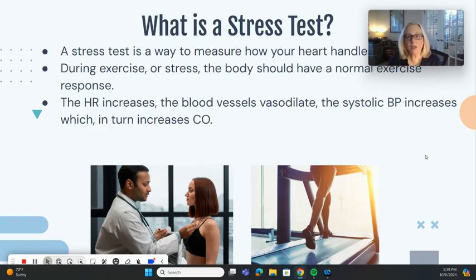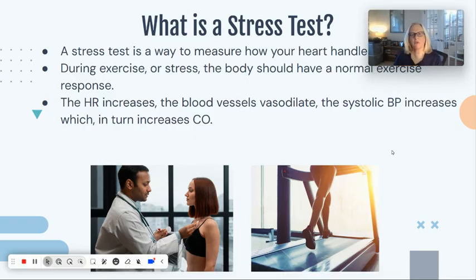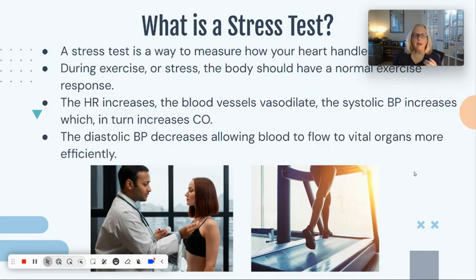Okay? The systolic blood pressure will increase, so our heart's going to pump harder, and therefore that's going to increase the cardiac output as well. So it's going to increase how hard our heart pumps and how fast it pumps. And last but not least, it seems contradictory, but it's not. If you think about it, because the blood vessels vasodilate, the diastolic blood pressure, the bottom number of our blood pressure, will usually decrease.